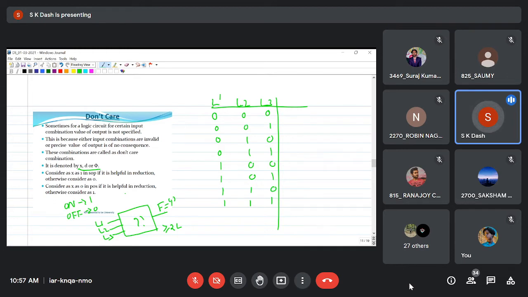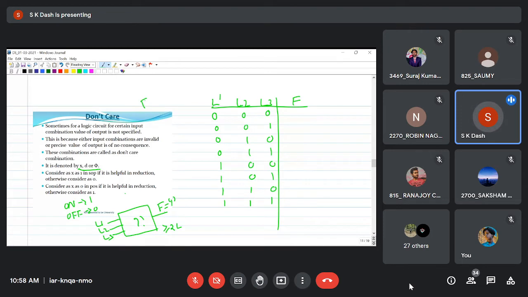If less than 2 LEDs are on, then light intensity is not sufficient and the alarm should be activated. Who is your output here? Here your output is the alarm, so I'm representing it with F. Alarm activated means the alarm will be on. It will produce a sound or buzzer when there isn't sufficient light intensity.